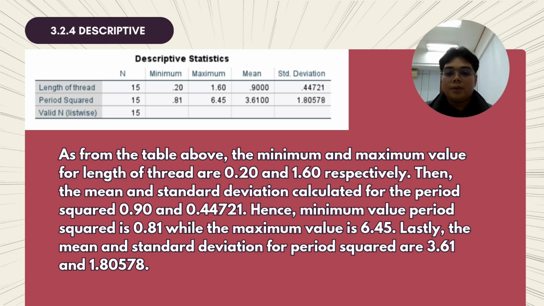The descriptive statistics: the minimum and maximum values for the length of thread are 0.2 and 1.6 respectively. Then the mean and standard deviation calculated for the length are 0.9 and 0.4471. Hence, the minimum value of period squared is 0.81 and the maximum value is 6.45. Lastly, the mean and standard deviation for period squared are 3.61 and 1.80578.